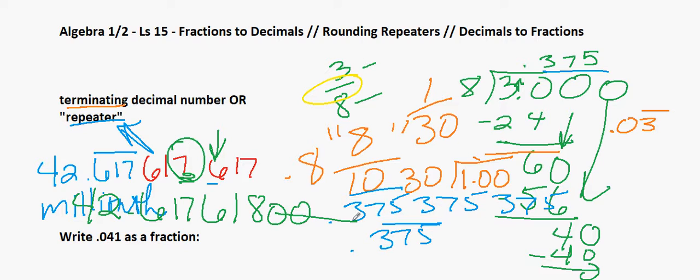Finally, decimals to fractions. We'll only do this for terminating decimals. Repeaters would be some other day. Can we do something like write 0.041 or 41 thousandths as a fraction? Well, that's part of the reason we learn how to read these instead of just saying decimal 041. If you can say 41 thousandths, boy, your job is pretty well done now for this lesson. 41 over 1,000.